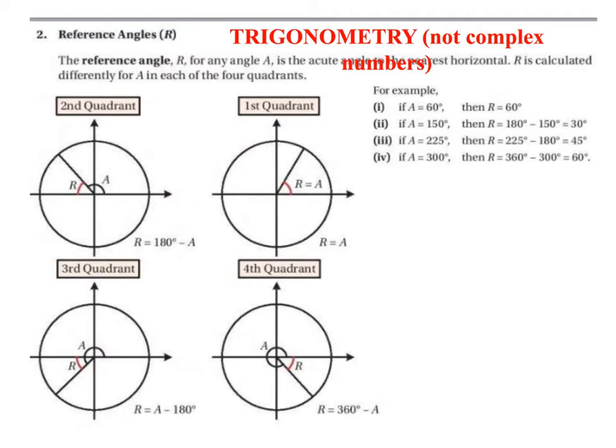So just a reminder, in trigonometry, in the first quadrant, the reference angle is equal to the angle, which is actually the same as complex numbers. In the second quadrant, it's actually the same again. You subtract from 180 degrees. But the third quadrant and fourth quadrant are different. So third quadrant, we minus 180 degrees. And fourth quadrant, we take the angle away from 360 degrees because we have a full circle. So it's important to note the differences between complex numbers and general trigonometry.